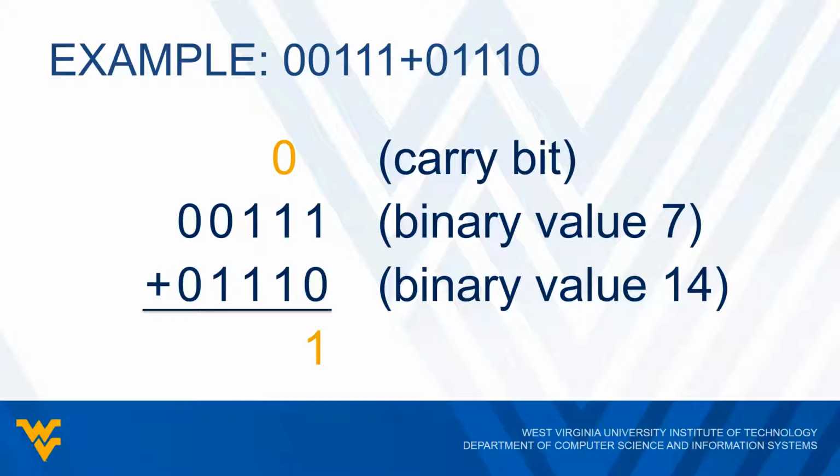So the first step is we're going to do the 1 and 0 on the far right. Well, 1 plus 0 is going to be 1. And then our carry bit, well, it's going to be 0 because we didn't get 1 and 1. If we get 1 and 1, then we would carry a 1, but here the carry bit is going to be 0.